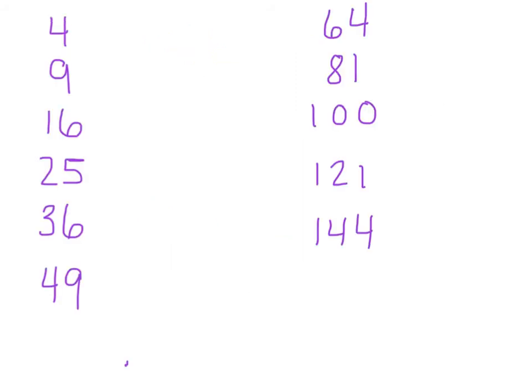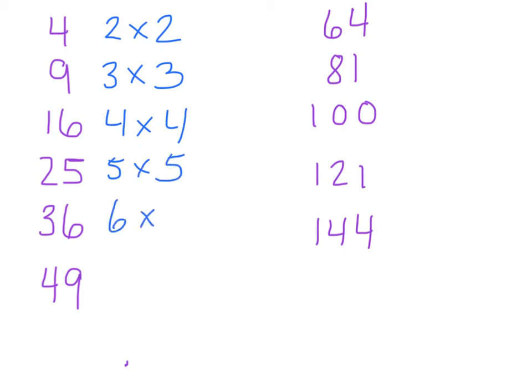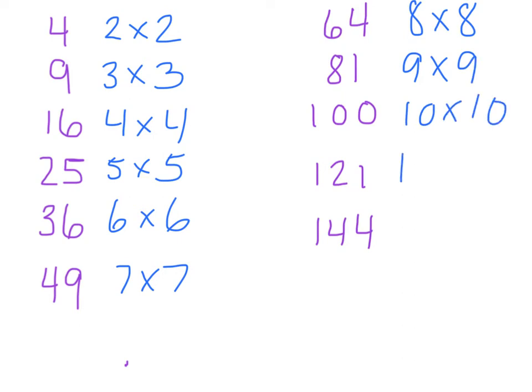Here I have listed out the perfect squares that go up to 144. And for each one, you should be able to figure out what the two factors are that are multiplied by each other to get that perfect square. So 4 is 2 times 2. 9, 3 times 3. 16, 4 times 4. 25, 5 times 5. 36, 6 times 6. 49, 7 times 7. 64, 8 times 8. 81, 9 times 9. 100 is 10 times 10. 121 is 11 times 11. And 144 is 12 times 12. When you're looking at these factors here, you can also think of an array, which we saw in the beginning, that had the same amount of dots for the length and the width.